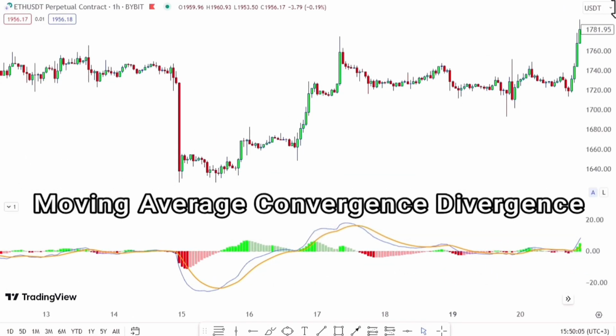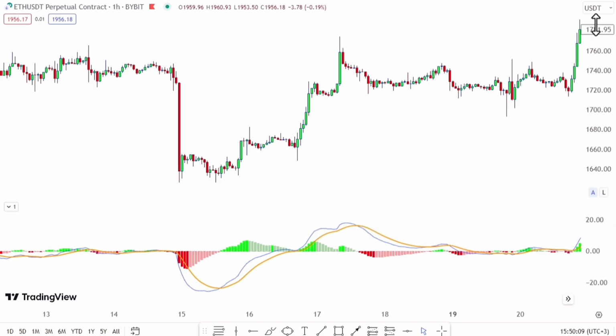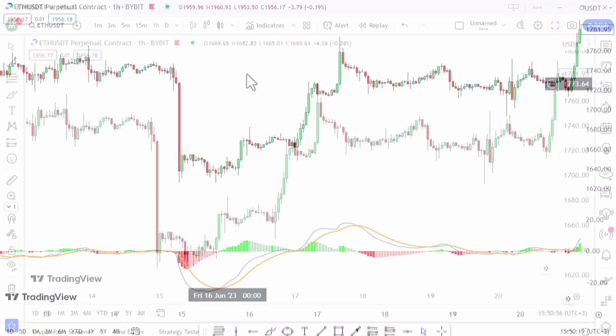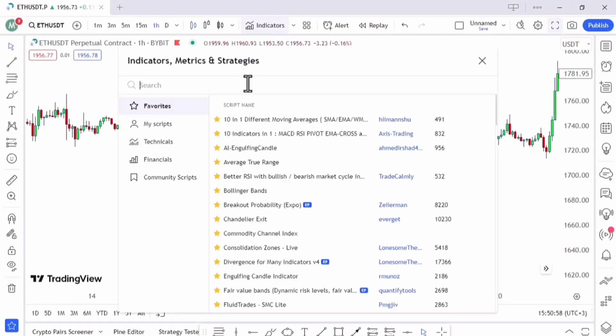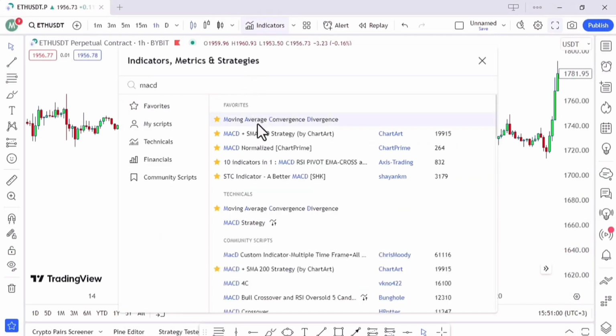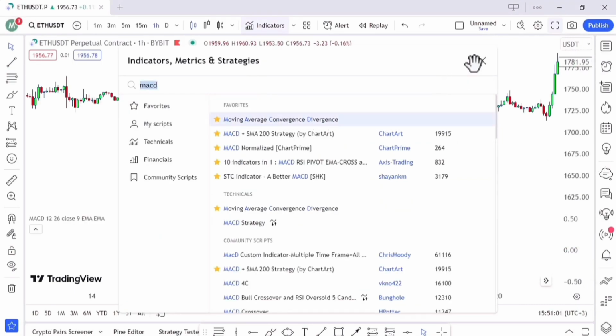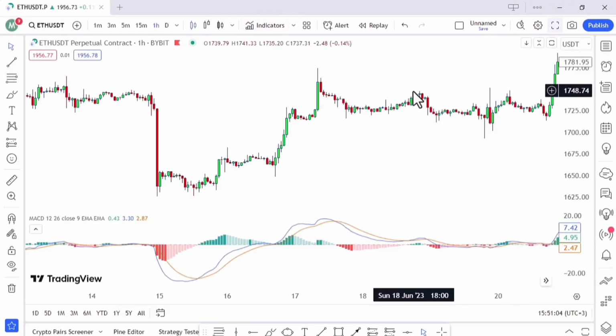The moving average convergence divergence, also known as the MACD, is one of the simplest and yet most popular indicators used by traders. Essentially, it's a trend following indicator that shows the relationship between two moving averages and other aspects. So first, let's apply it to the chart. What you want to do is go to the indicator section, type in MACD, and click on this one here.